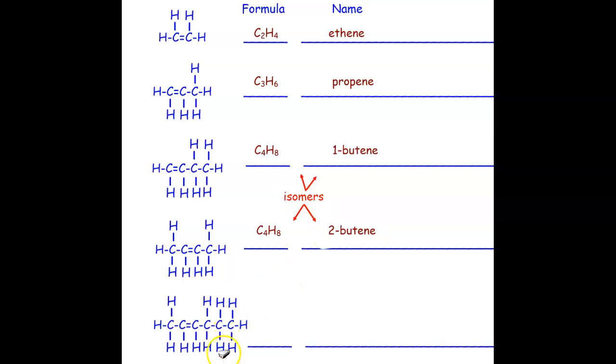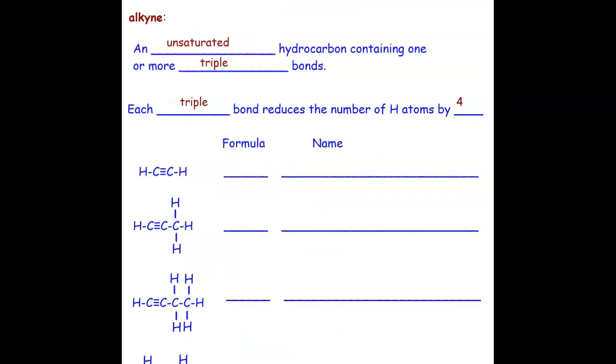What do you think the name of the last one is? We have 6 carbon atoms, and the double bond is between the second and third carbon, so it is 2-hexene. We can have a triple bond instead of a double bond. This changes the ending of the name to yne, pronounced ine. It reduces the number of hydrogen atoms again, so there are 4 less than an alkane.